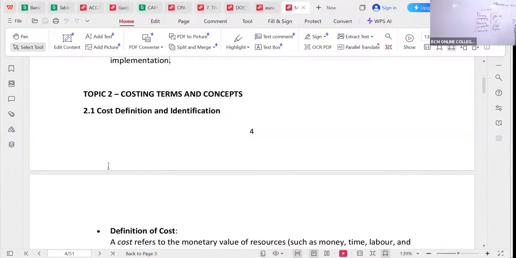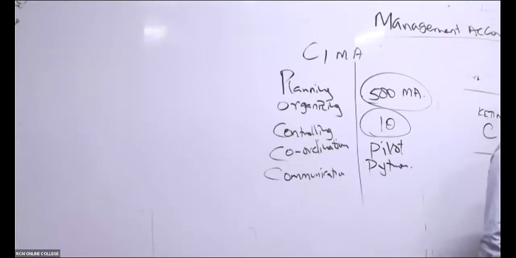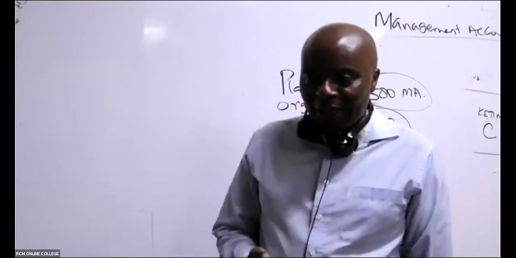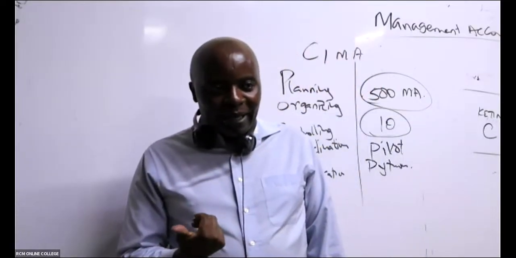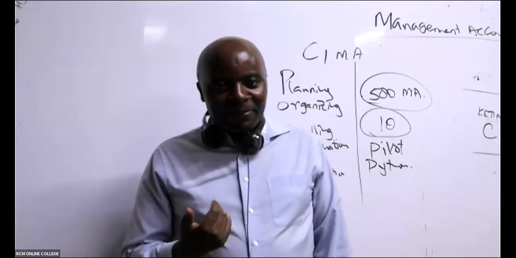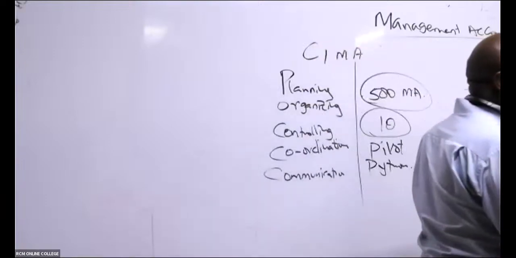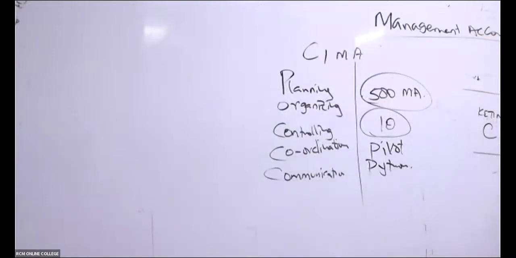So topic number 2, costing terms and concepts. Ladies and gentlemen, what is the cost? We have said so much about this cost. What is a cost? When you say that it's going to cost you, for example, 100 shillings to reach home today, you're buying a service. Of course, this will be the resources you are sacrificing to acquire a product or a service. This could be in terms of money.